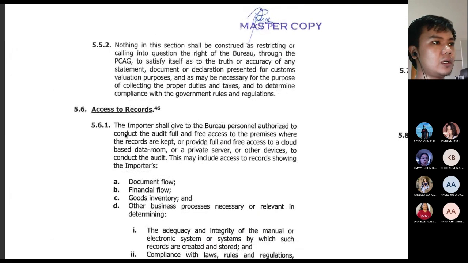5.5.2. Nothing in this section shall be construed as restricting or calling into question the right of the Bureau, through the PCAG, to satisfy itself as to the truth or accuracy of any statement, document, or declaration presented for customs valuation purposes, as may be necessary for the purpose of collecting the proper duties and taxes, and to determine compliance with government rules and regulations. 5.6.